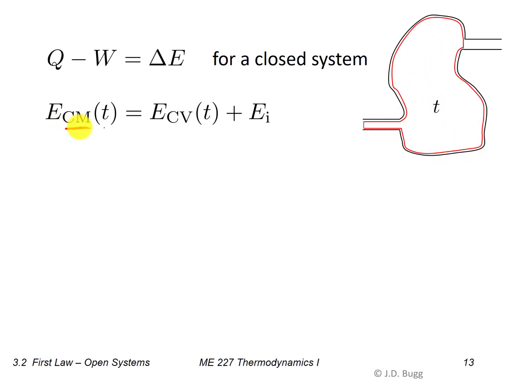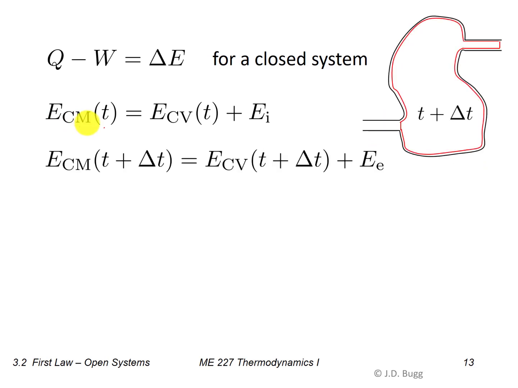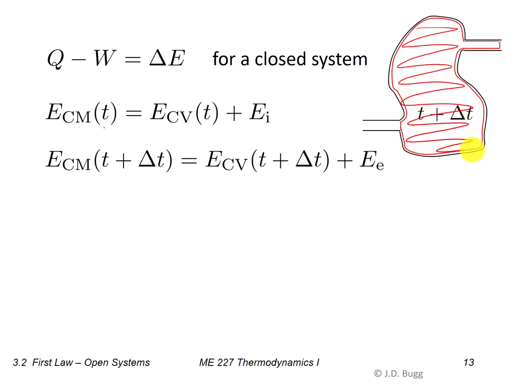Now we do exactly the same thing at time t plus delta t. So again, the amount of energy in the control mass at time t plus delta t is the energy in the control volume at that same time. So notice that's the energy contained in this fluid, plus the energy in this portion of the exit pipe where material has been pushed out during this time delta t.